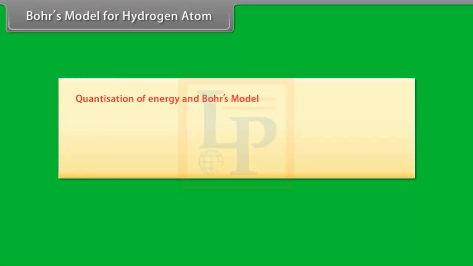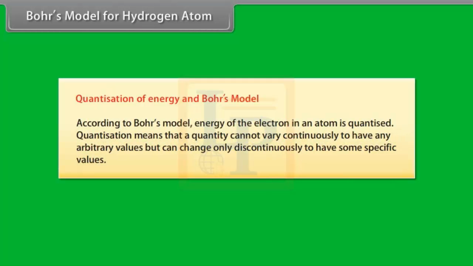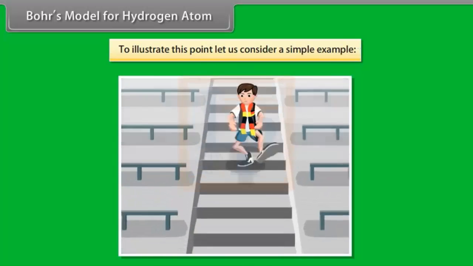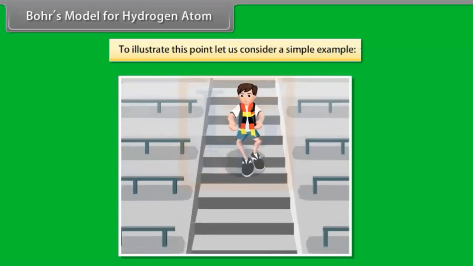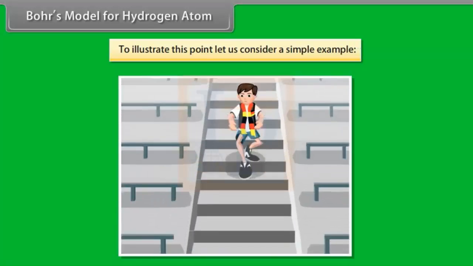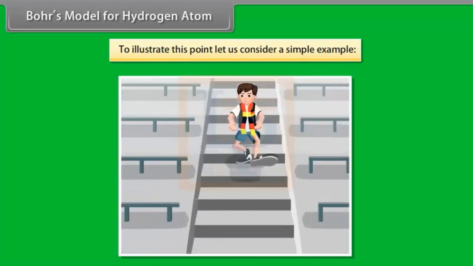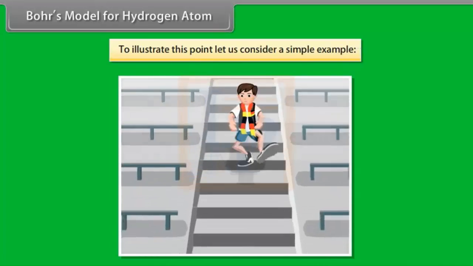Bohr's model for hydrogen atom. Quantization of energy and Bohr's model. According to the Bohr's model, energy of the electron in an atom is quantized. Quantization means that a quantity cannot vary continuously to have any arbitrary values, but can change only discontinuously to have some specific values. To illustrate this point, let us consider a simple example. Suppose a person moves down a staircase, then energy of the person changes discontinuously and he can have only certain definite values of energy corresponding to the energies of various steps. Energy of the person in this case is quantized.